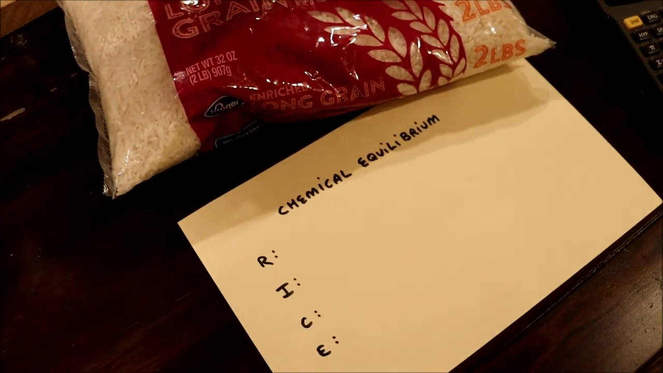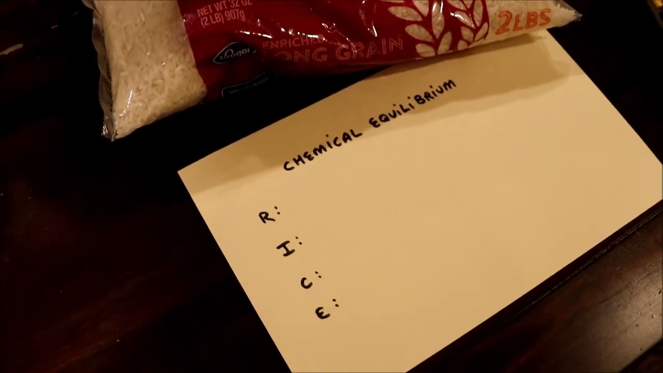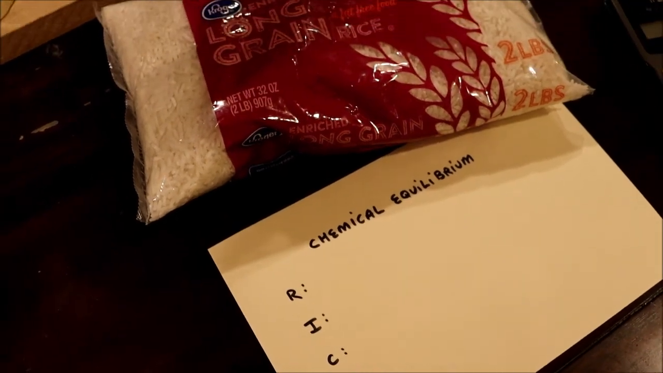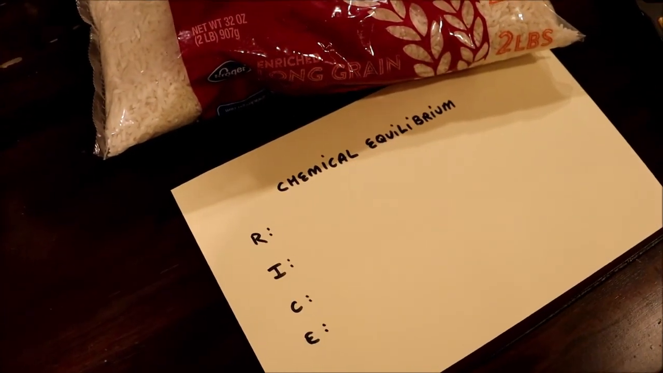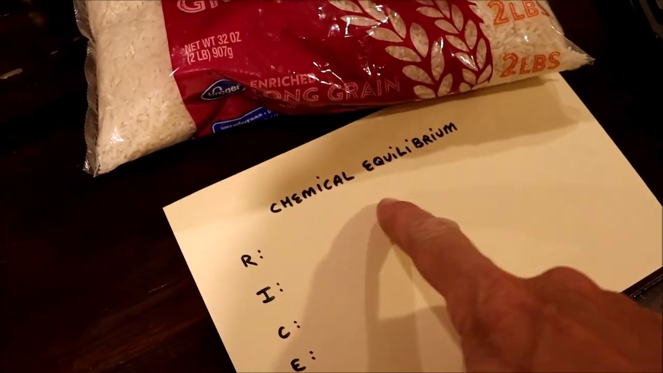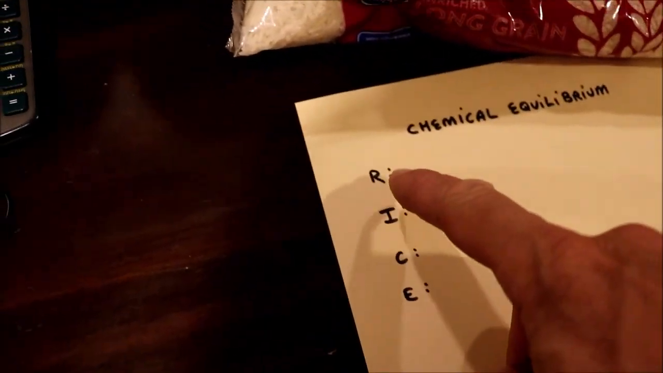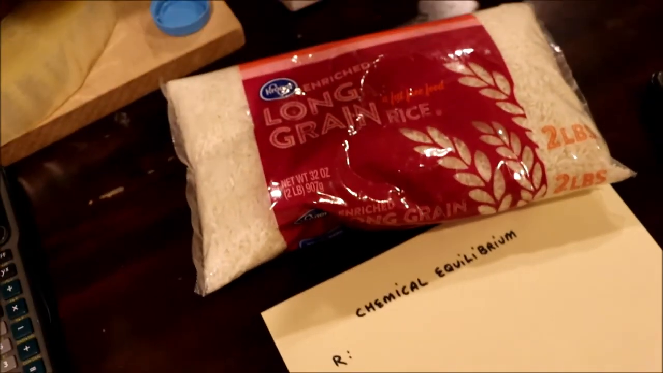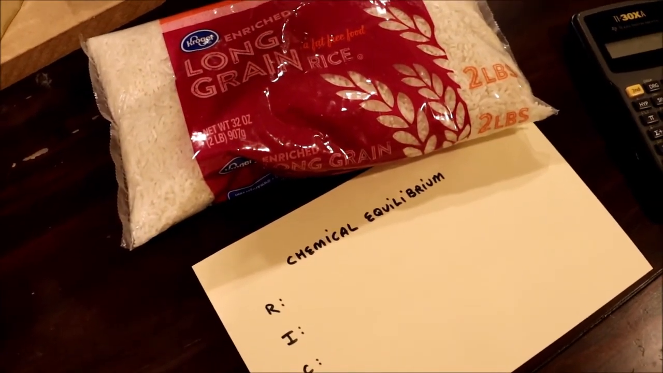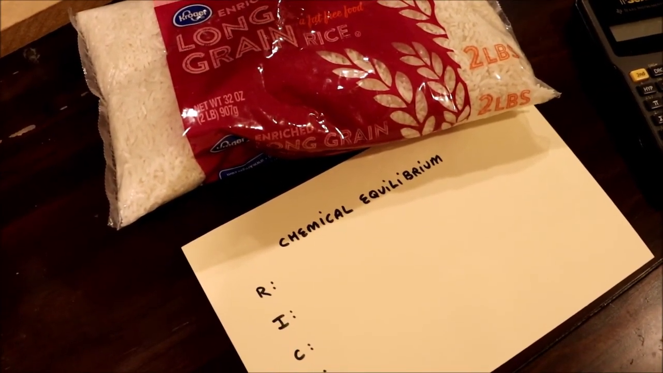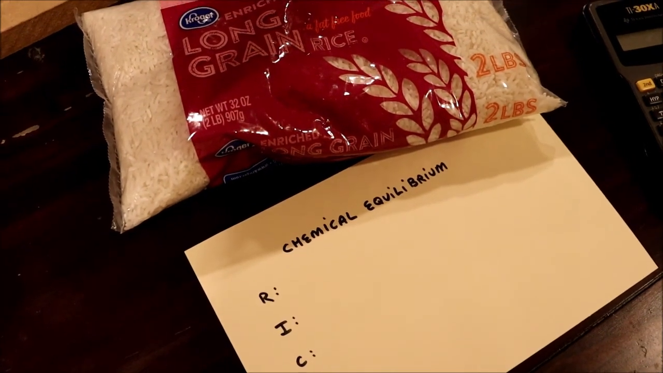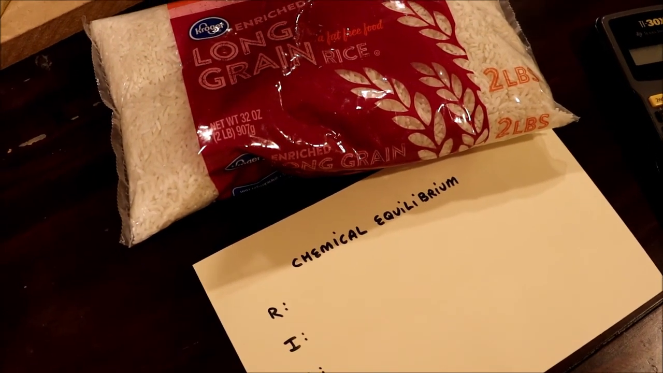Oh, hey everybody, I'm here at my table, and today we're going to talk about RICE tables. RICE tables are ways we solve problems in chemical equilibrium. It stands for reaction, initial, change, and equilibrium. And so I think it'll be a good time seeing as we have our RICE table all set up.